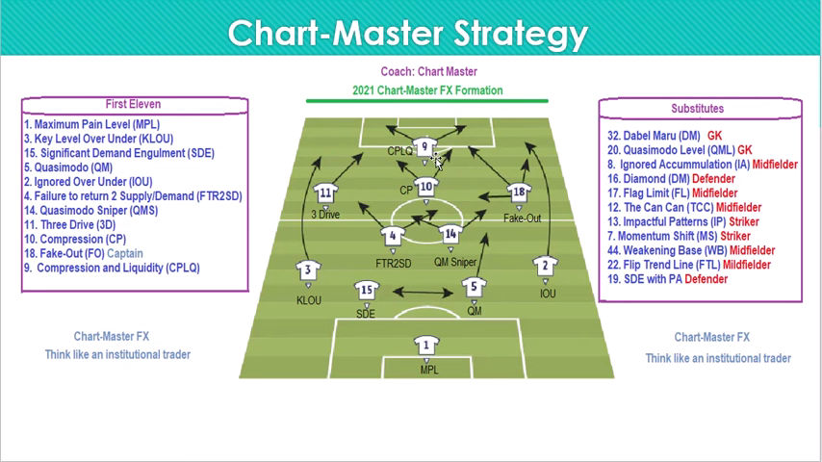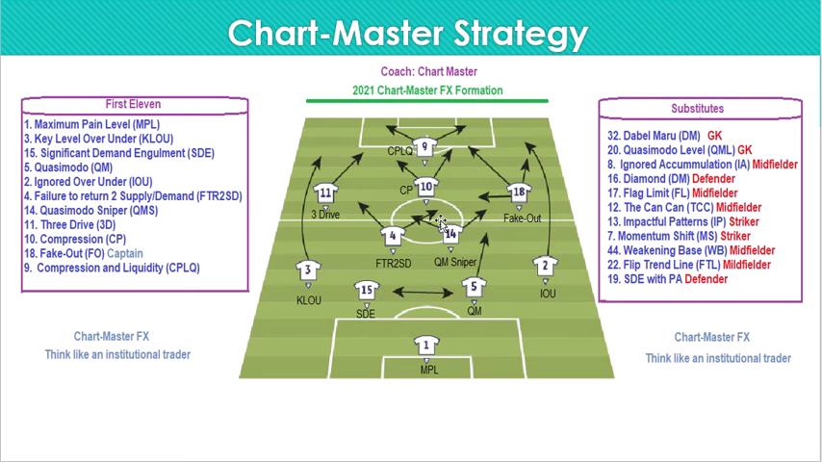So guys, as you know, in the pitch, only 11 players can get into the pitch. However, that limitation automatically puts other standard operating procedures on the bench. So yeah, the impactful patterns is on the bench, but it's a good standard operating procedure that you can use to effectively trade.